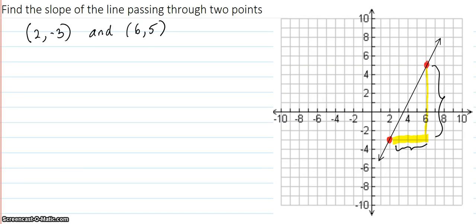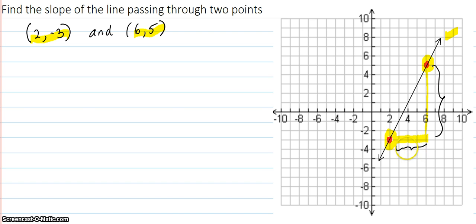Find the slope of the line passing through 2 points, and our points are (2, negative 3) and (6, 5). So we graphed it over here on this graph, and that's the line passing through the 2 points. So slope is all about the change in the y divided by the change in the x as you move from one point to the other.